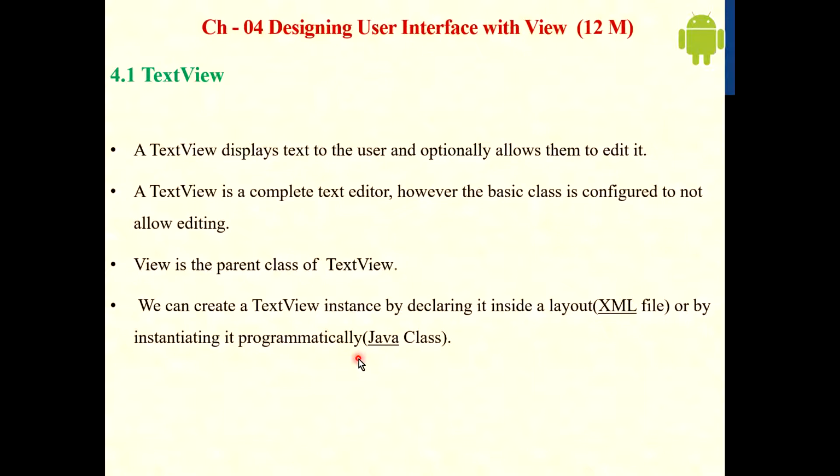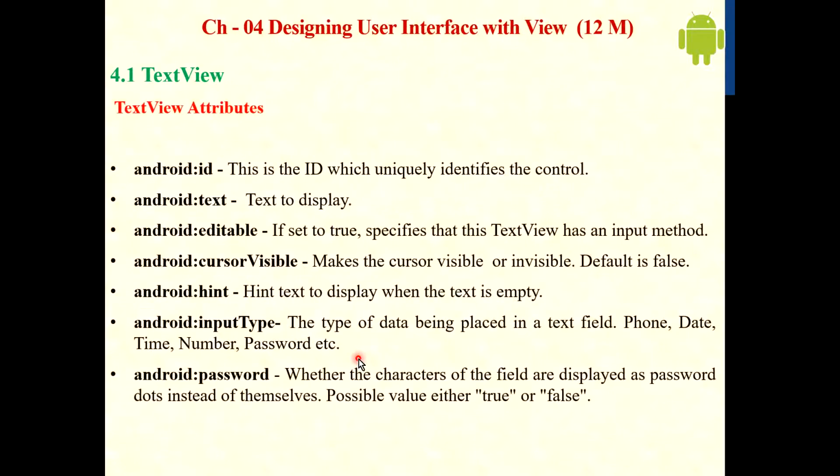So two ways we can create a TextView. First way, by XML file. In XML file we have already seen in practical how we can create it, and by creating an object of the TextView class we can create it in a Java file also. You can write the code in the Java file as well as in XML. So by any one way we can create the TextView. So this is about TextView.